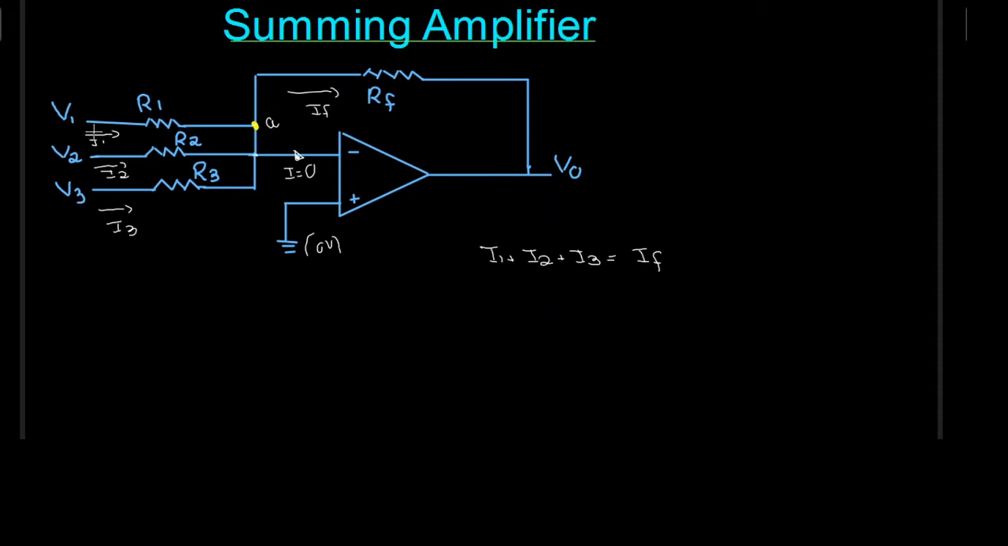Now if you have a look, I1 is actually equal to V1 minus the voltage at node A divided by R1. But since we have the concept of virtual ground, the voltage at this terminal will also be 0, so we are going to have 0 volts over here as well. That's why the current I1 flowing here will be V1 by R1. So I can write V1 by R1 plus V2 by R2, this is my R1, this is R2, plus V3 by R3 is going to be equal to 0 minus V0 divided by RF.